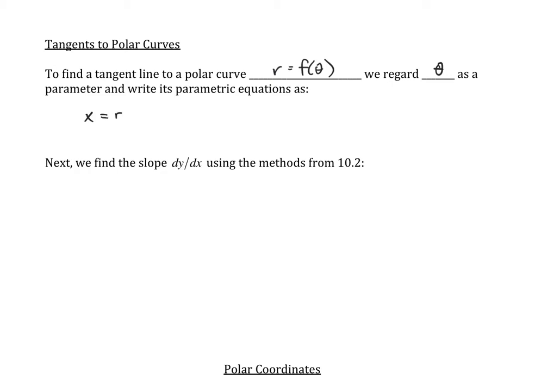x equal to r cosine of theta, which is going to be the same thing as f of theta times cosine of theta. And we're going to write y as y equal to r sine theta, which is going to be f of theta times sine theta.